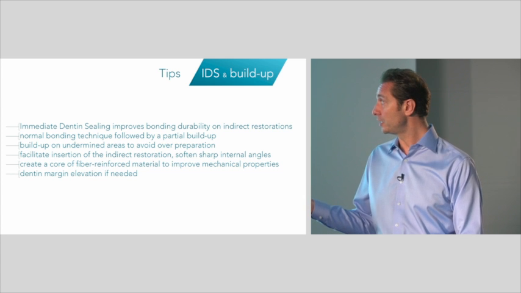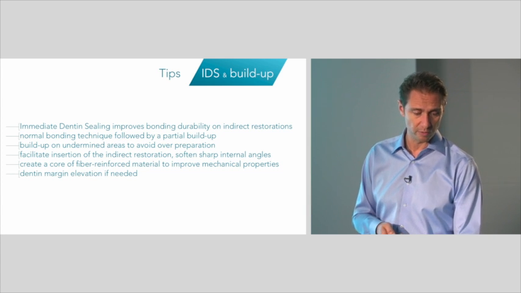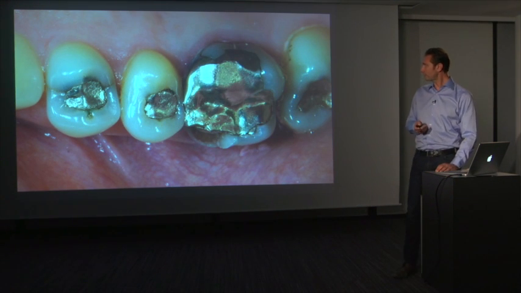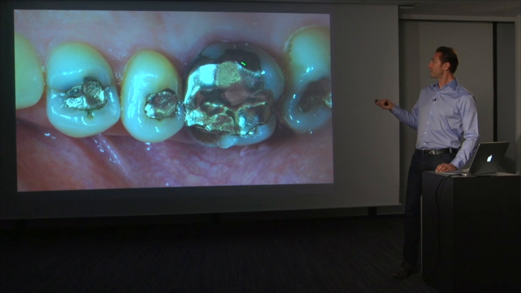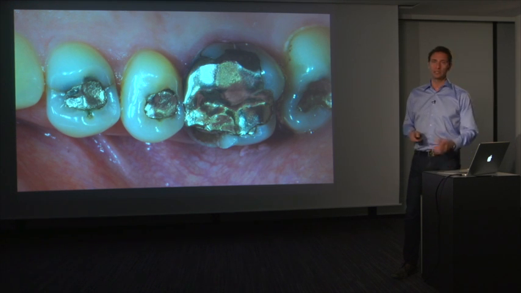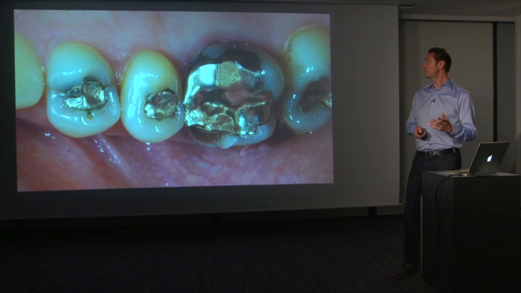Of course, if needed, some margin elevation could be done. So let's go immediately to a clinical example to demonstrate this. This is a very interesting case because it's a very big restoration, and it's endodontically treated, it's clear to us that this needs an indirect restoration.